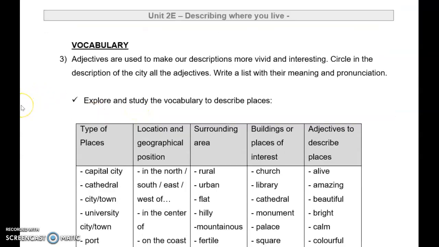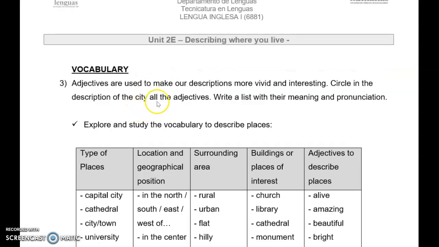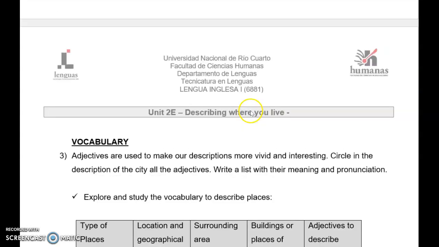Now, as we always do, we are going to work with vocabulary. And it is so important to enlarge your vocabulary because that will give you the possibility of communicating with others in a proper way, right? So here you have a chart. It says adjectives are used to make our description more vivid and interesting. Circle in the description of the city all the adjectives. Write a list with their meaning and pronunciation.